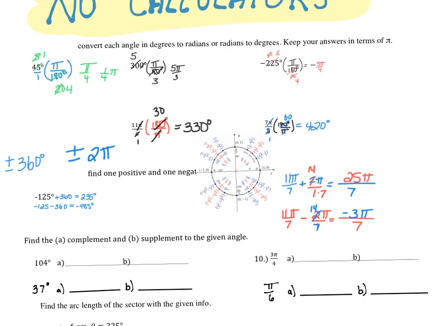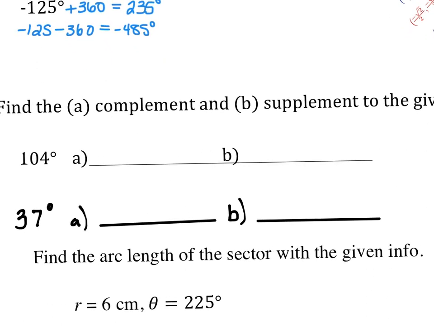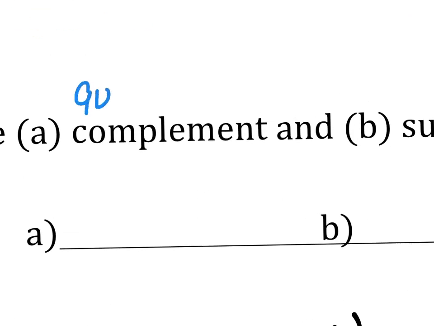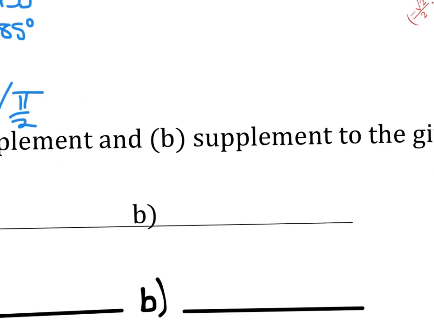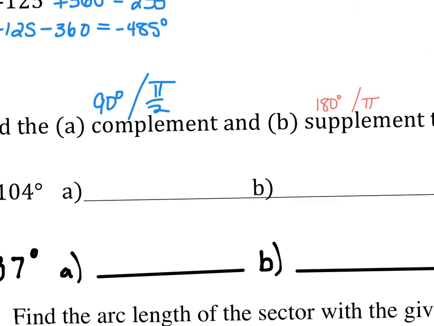Yes? Okay. Now let's talk about complements and supplements. First of all, when I say the word complement, what do you think of? What number? 90 what? 90 degrees. What is that in radians? Pi over 2. Good. When we talk about supplement, it is 180 degrees or pi. Depending on the degree measurement or the radian measurement, that's what we're going to use.